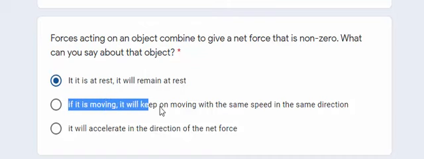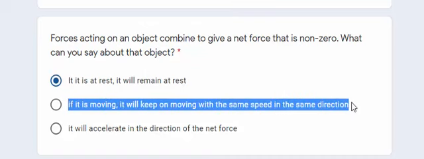If it is moving, it will keep moving at the same speed and the same direction. Again, that's not talking of an acceleration. For an object to accelerate, you need to have either the speed change, speed up or slow down, or the direction change. Neither of them happening here.